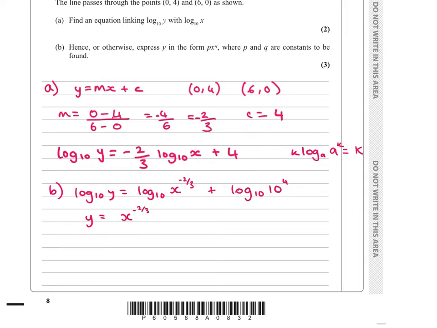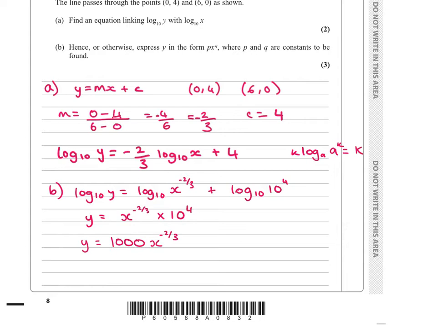Now remember, the plus, when we add logs, that's actually the same as multiplying the interiors, isn't it? Okay, so this is multiplied by 10 to the power of 4. Okay, and 10 to the power of 4 is 10,000. So y is going to equal 10,000 x to the power of minus 2 over 3.